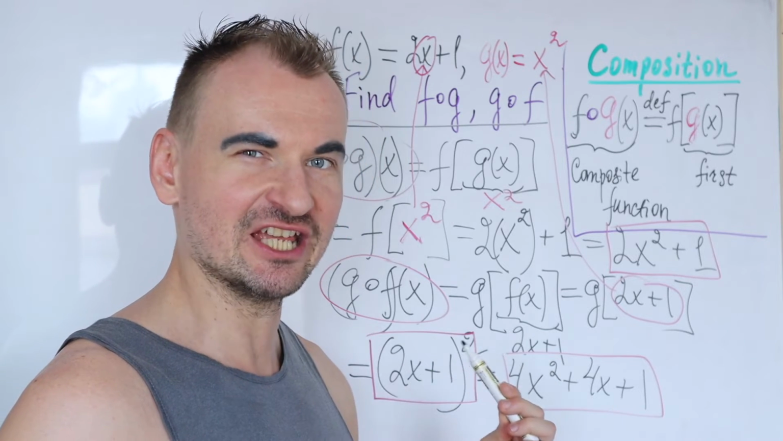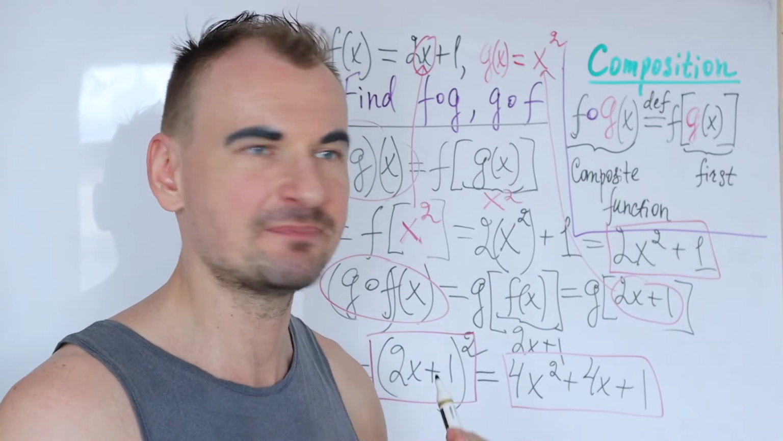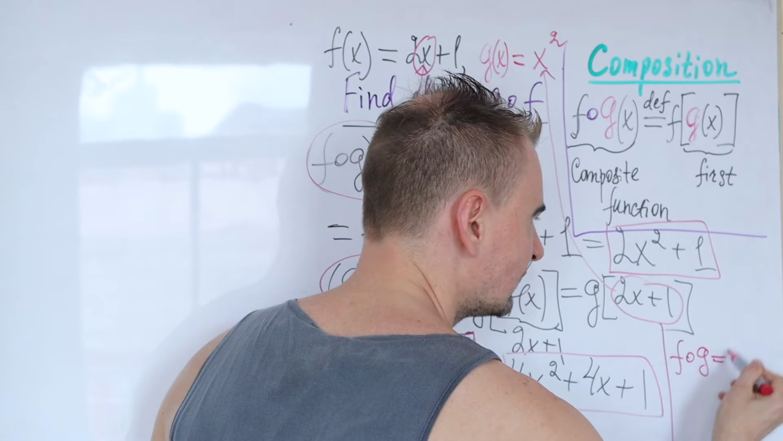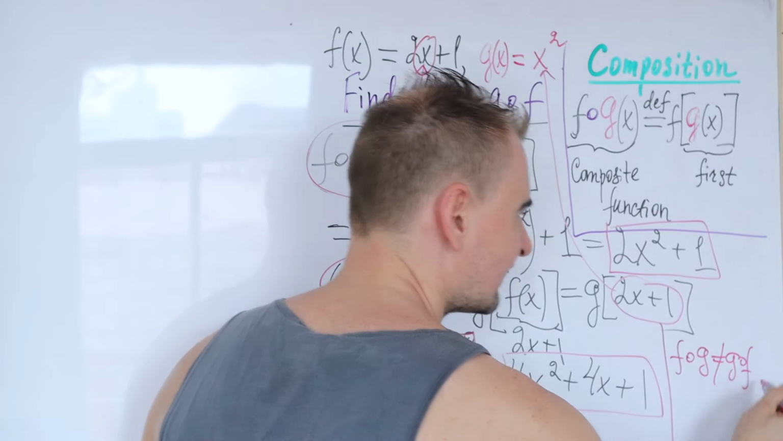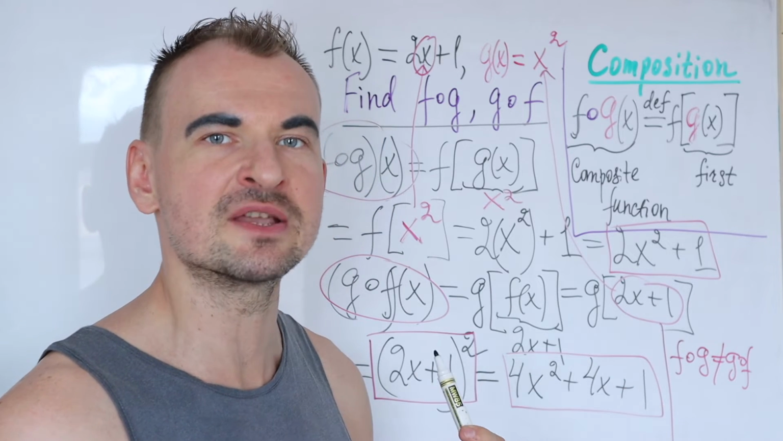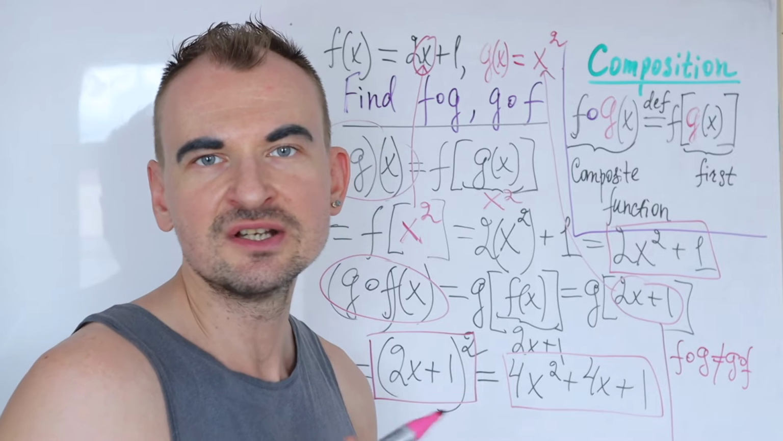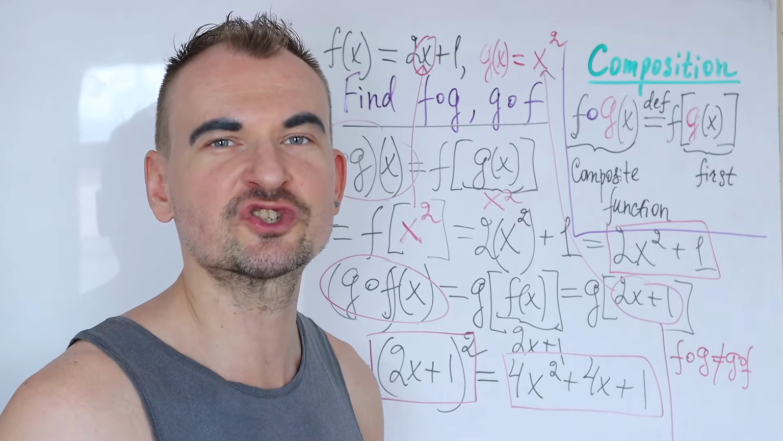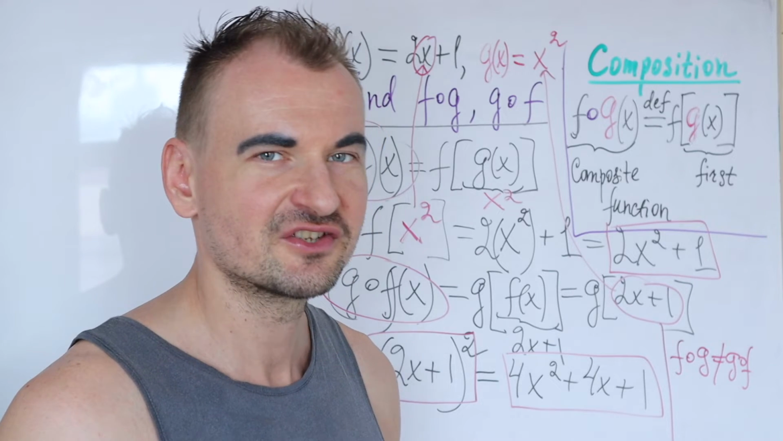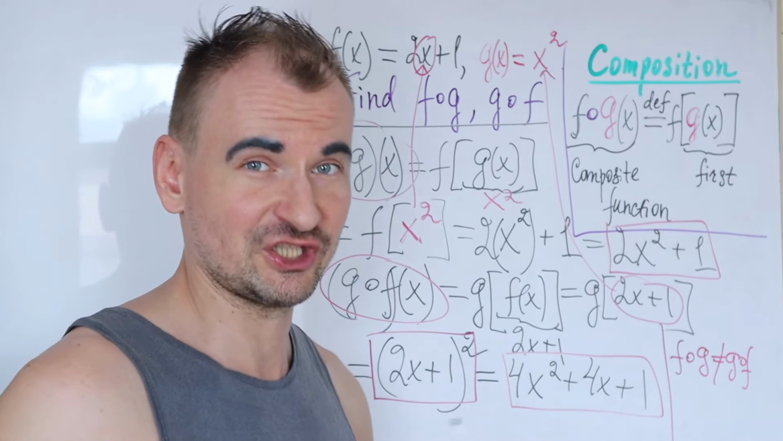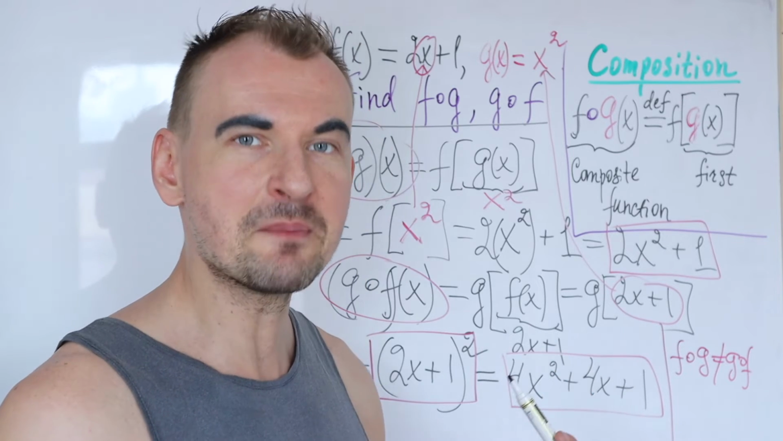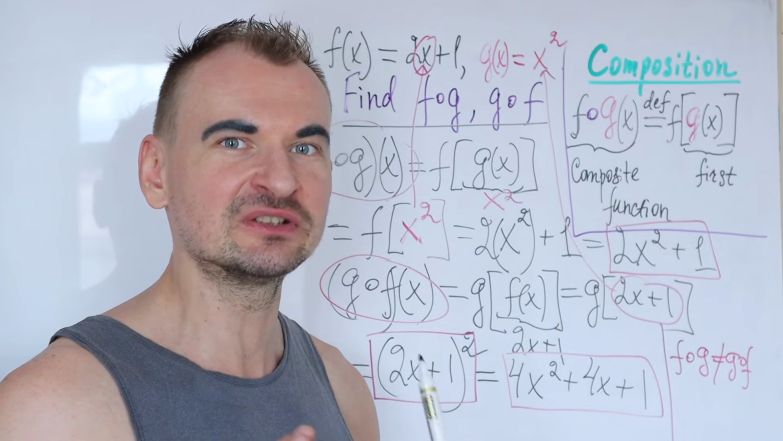And generally speaking, f composition g is not equal to g composition f. So this is totally different from numbers. For numbers we usually have 2 times 3, which is 6. It's precisely the same result as 3 times 2. Or for addition, 2 plus 3 equals 3 plus 2. For composition, it does not work.